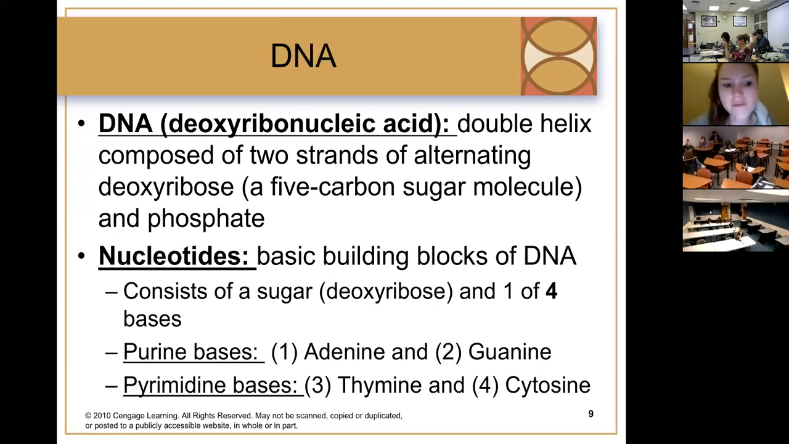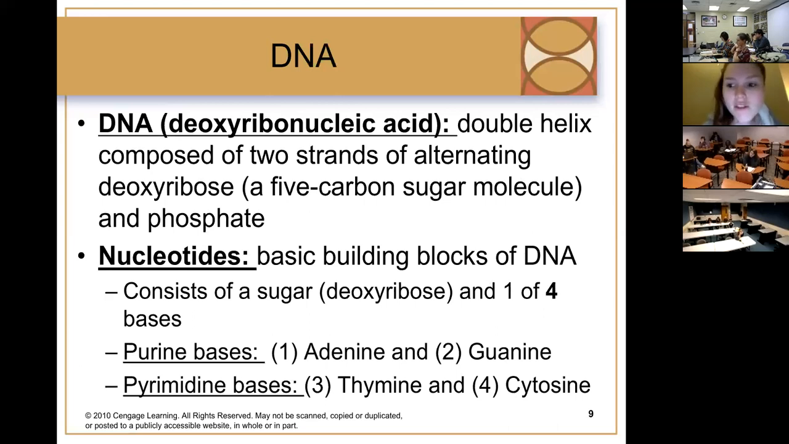which is just a sugar, and phosphate. I'm going to show you a picture in a second to show you how this looks. DNA is made up of what are called nucleotides. They're the basic building blocks of DNA. Like I said, it consists of a sugar, which in DNA would be deoxyribose, and one of 4 bases. The bases in DNA are adenine, guanine, thymine, and cytosine.